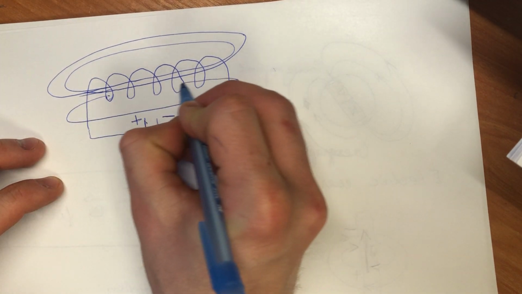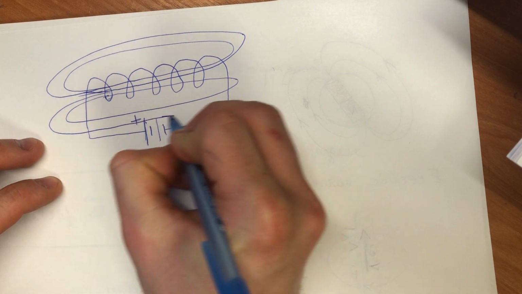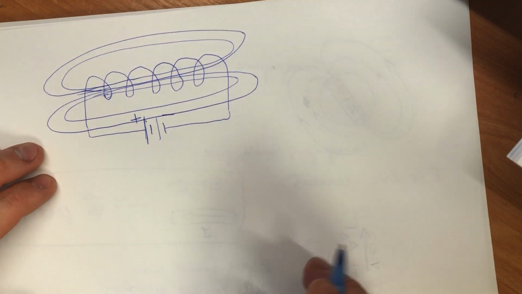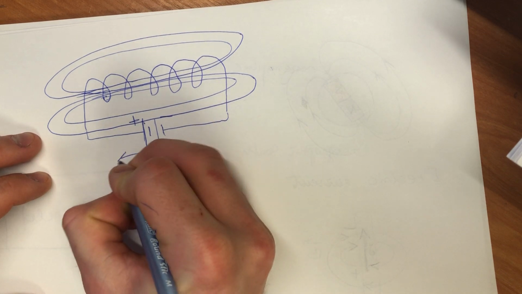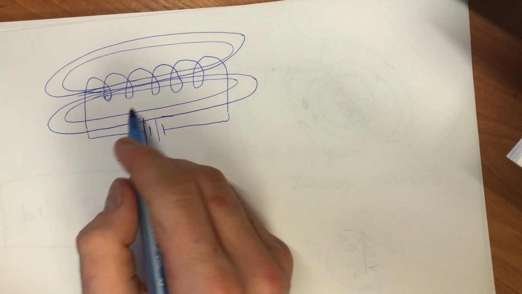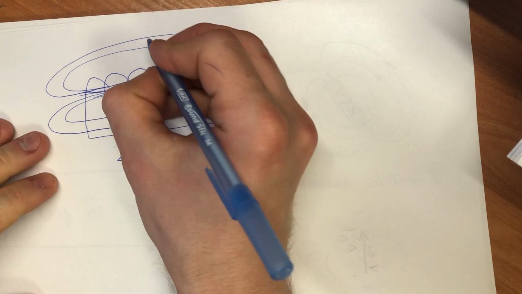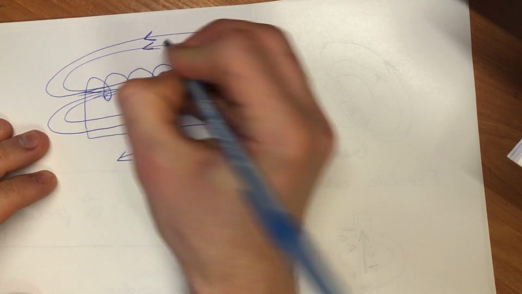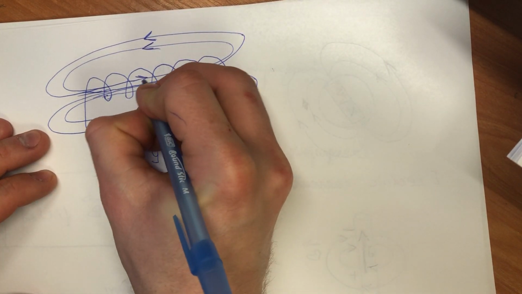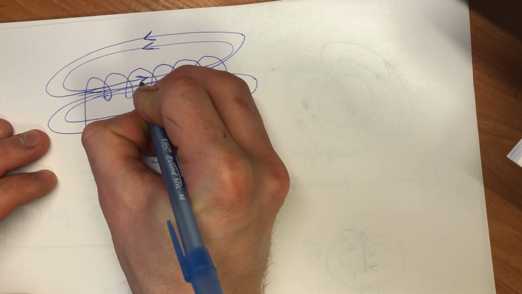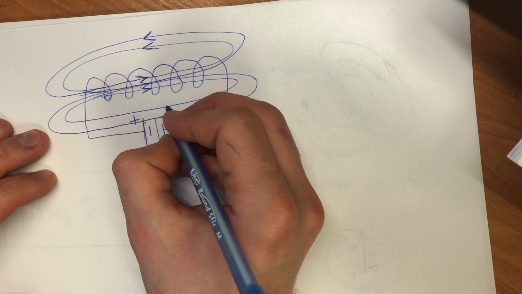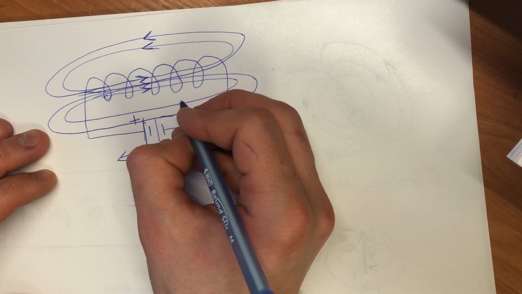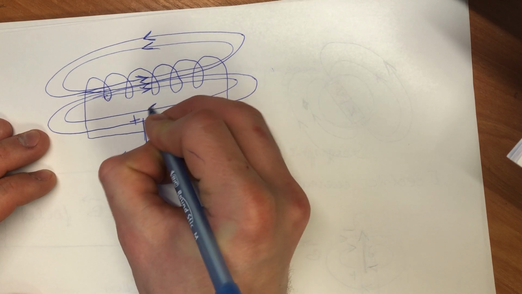Of a bar magnet. So if current is flowing this way, in this direction, according to the right hand rule, we can determine that the lines are like this here. Inside the coil, the lines are like this. Outside the coil, the lines are in this direction.